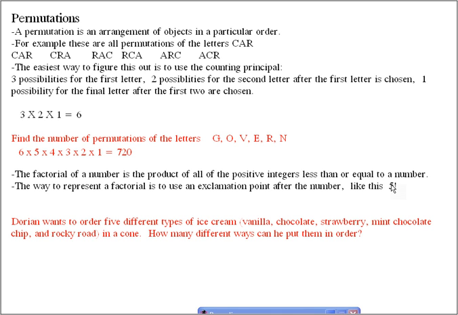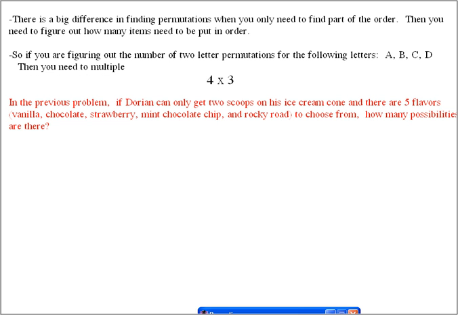Now, there's a big difference when finding permutations where you only need to find part of the order. Then you just need to figure out how many items you need to put in order, and I'll give you an example of that in a second. So if you're figuring out the number of 2-letter permutations for the letters A, B, C, and D, all you're going to multiply is 4 times 3, which is 12, because there's 4 possible ones for the first one and 3 possible ones for the second one, and you don't care about what order the remaining ones are in.